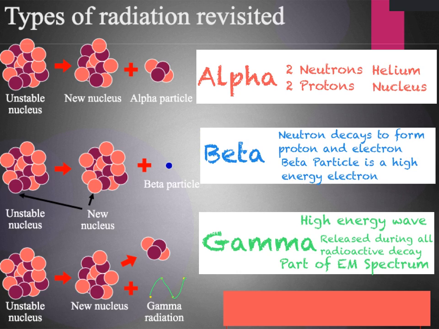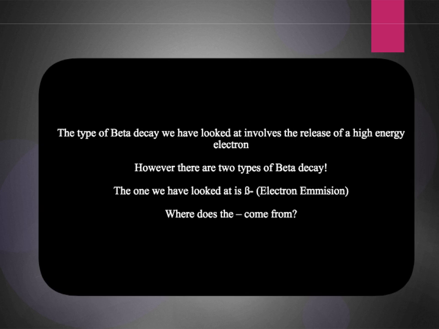In the first revision tutorial, we mentioned that there was a second form of beta radiation known as positron emission. This is what we will look at now. So the type of beta decay that we have looked at involves the release of a high energy electron. However, there are 2 types of beta decay. The one we have looked at, which is known as beta minus, the minus coming from the charge of the electron. However, it is possible for this to have a positive charge. This is where the positron comes in.